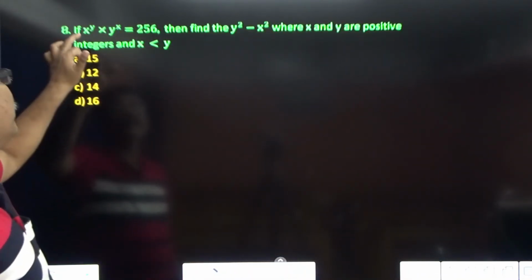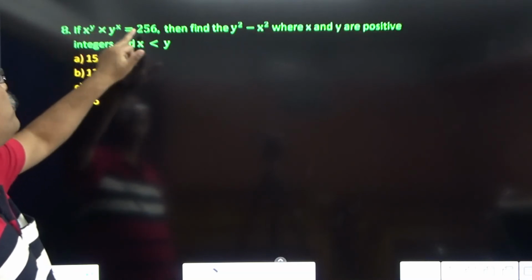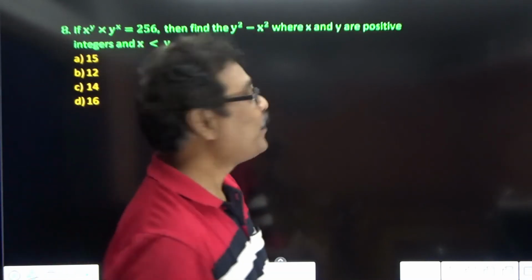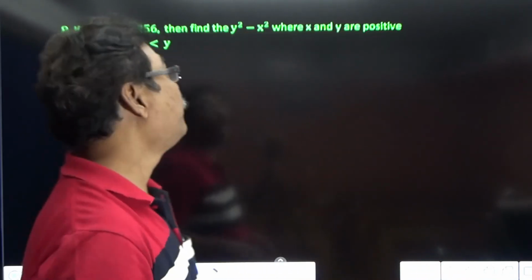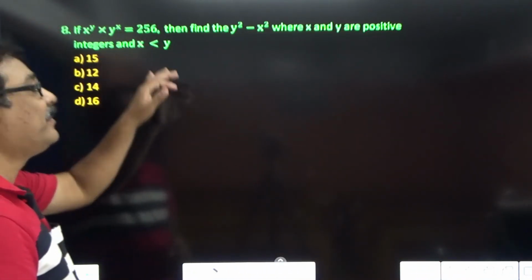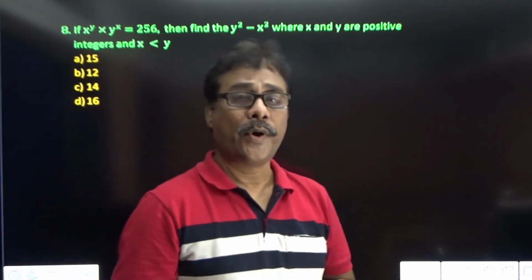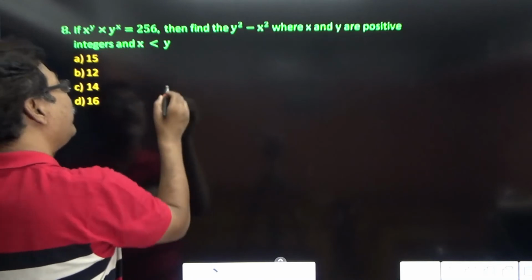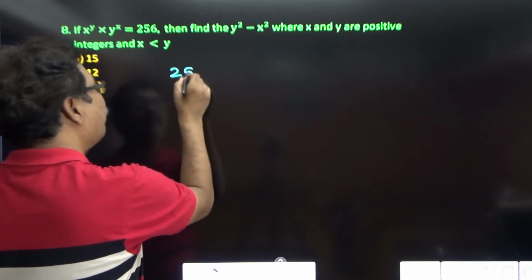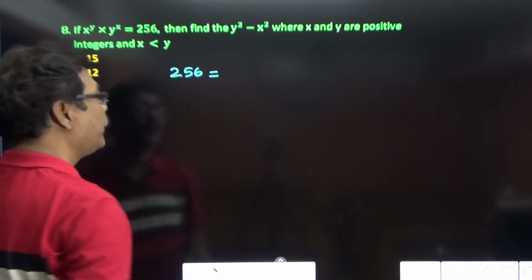Right. This is given: x to the power y into y to the power x is equal to 256, and we have to find out the value of y square minus x square. It is given that x and y are positive integers and x is less than y. Okay, so what is our aim? Our aim is actually to write 256 in the form of two numbers.